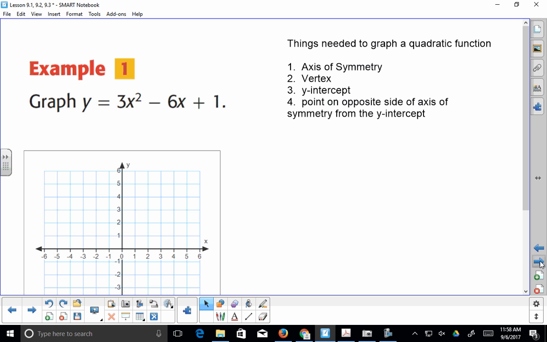When we're graphing, to graph a quadratic function without using our calculator, we need a couple of things. We need the vertex, which we have to find the axis of symmetry first to find. We need to know the y-intercept, so we'll talk about what the y-intercept is. It's a little bit more. You worked on that yesterday. And then we're going to need one more point on the opposite side of the axis of symmetry from the y-intercept.